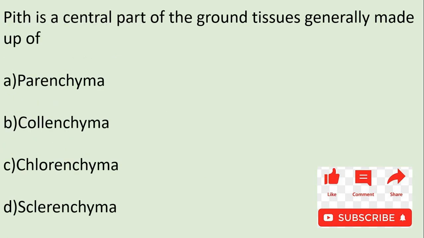Pith is a central part of the ground tissues generally made up of A. Parenchyma. B. Collenchyma. C. Sclerenchyma. D. Sclerenchyma.